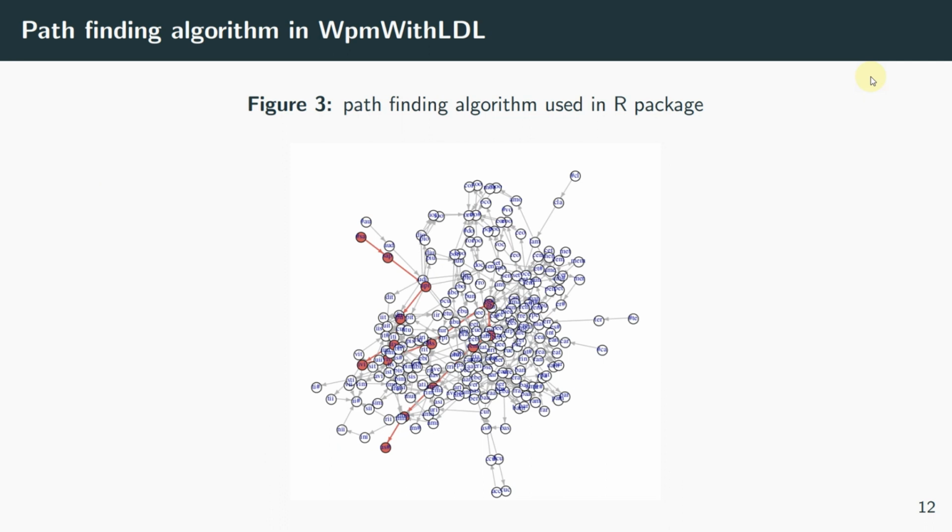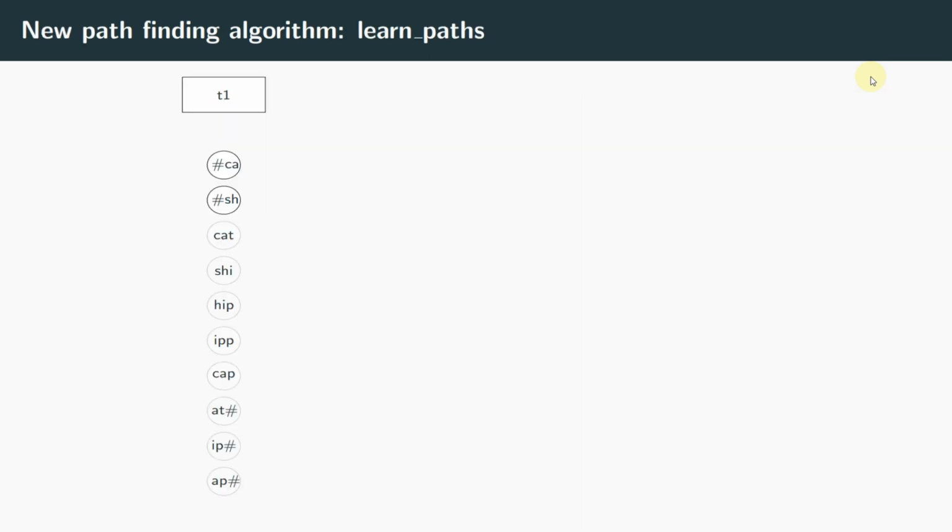This graph shows an algorithm which we originally implemented in R. We used a graph-based algorithm to find all possible paths among those trigrams, and we select the best supported path as the prediction. However, this algorithm doesn't work well when we scale up to a larger dataset, because the number of paths increases exponentially as the number of trigrams increases. So we developed a new algorithm.